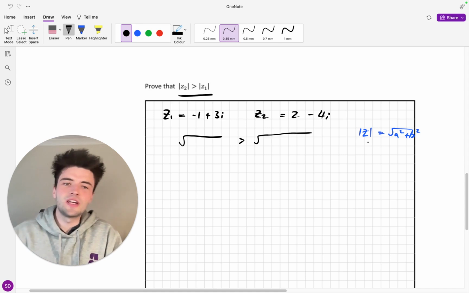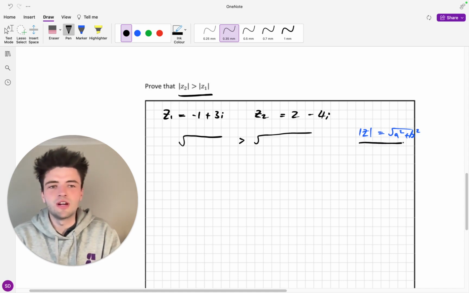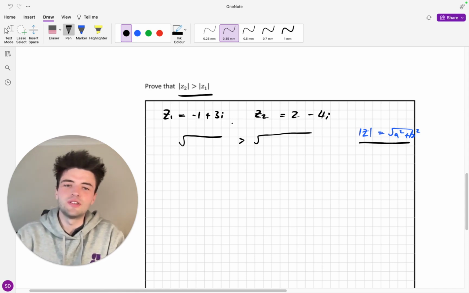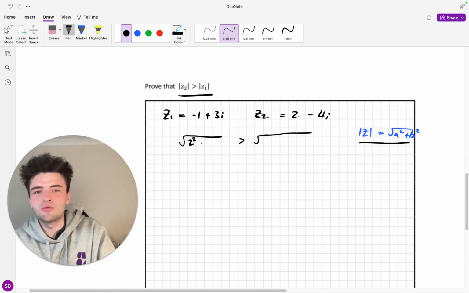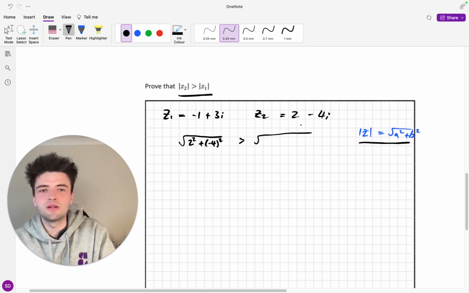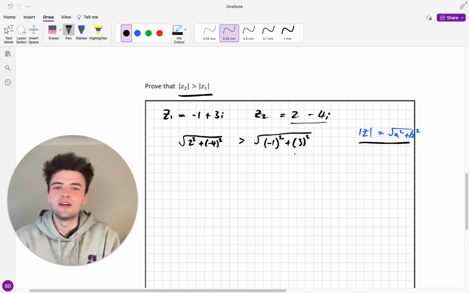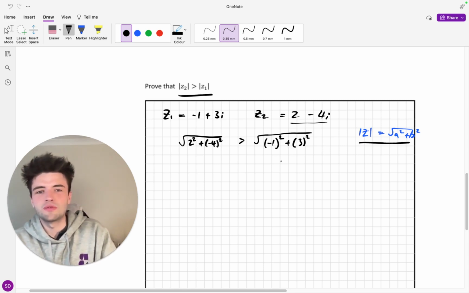Now, using our definition of the modulus of a complex number, we can find out if the modulus of z2 is in fact bigger than the modulus of z1. So we can simply square the 2 and the -4 in the case of z2, because we have 2 - 4i, and the -4 squared is going to be positive anyway. And then for z1, on the right hand side, it is going to be the square root of (-1) squared plus 3 squared.